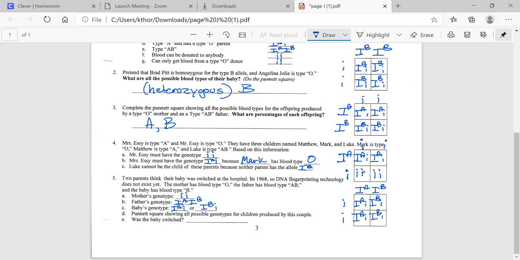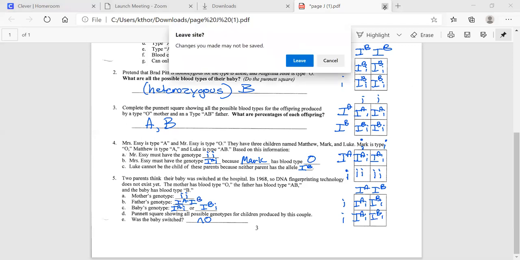The Punnett square shows all the possible genotypes for the children produced by this couple. Was the baby switched? The baby is type B. Sure, that can be their baby. There's a 50% chance. All right, that was page J. Let's keep going. Page K.